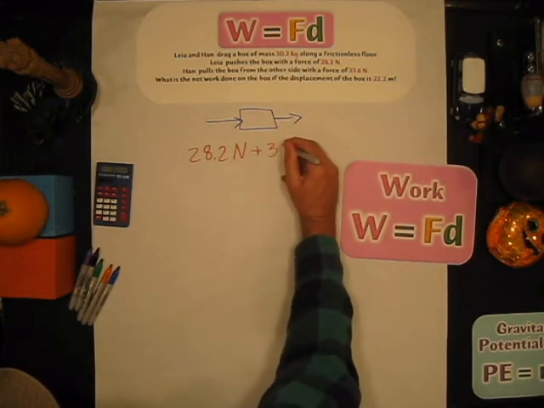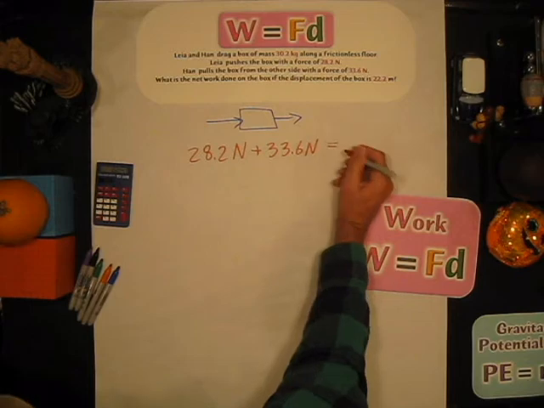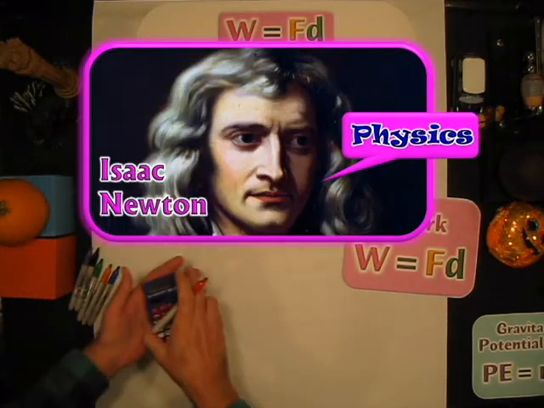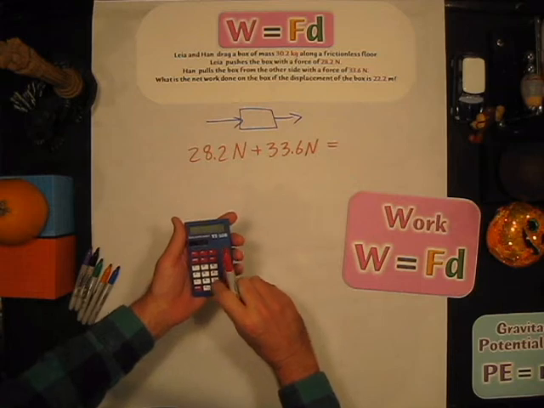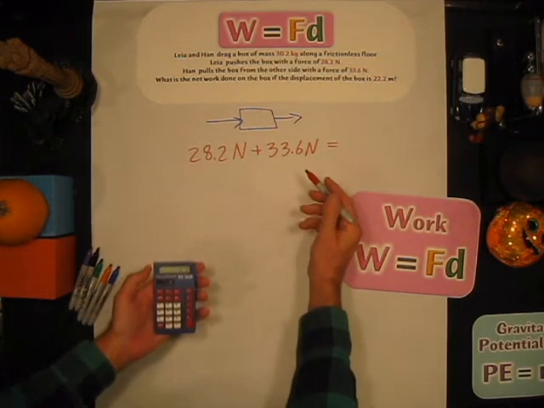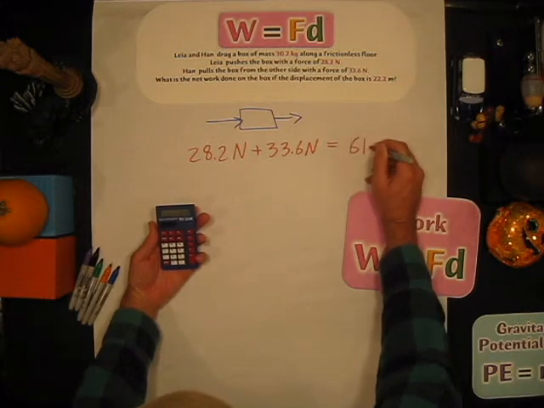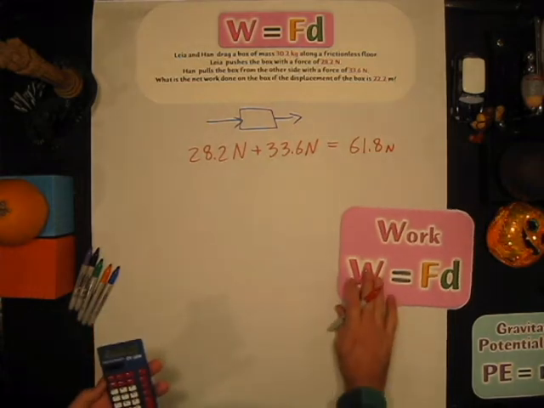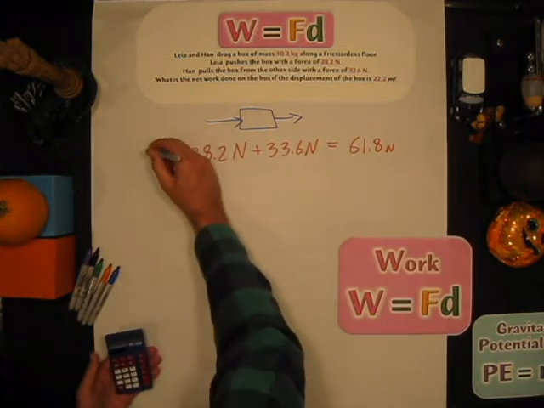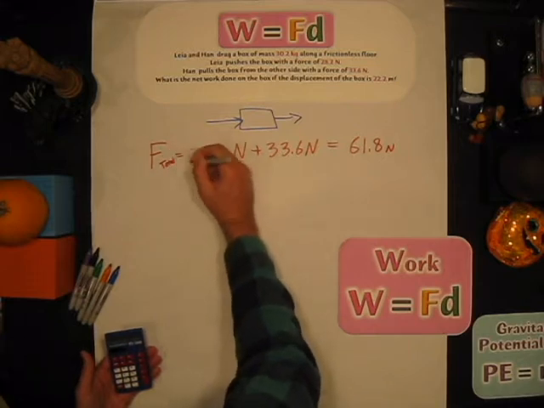Plus 33.6 newtons, and let's say that's positive. So what does that equal? I'm writing my n's really big for some reason. 28.2 plus 33.6. I guess Newton was an important guy, but maybe I'll start writing them smaller anyway. 61.8 newtons. That's the way I usually write it. All right, so now we know the force. So let's just say that was my force total. Okay, that's my F total, is this.